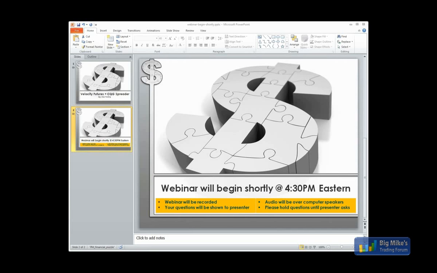So today we've got Velocity Futures, who is bringing along CQG, and Velocity is going to very briefly talk about how you can get CQG through their brokerage and some of the other features on their brokerage, and then we'll turn things over to CQG, and Kevin at CQG is going to focus primarily on the CQG Spreader.